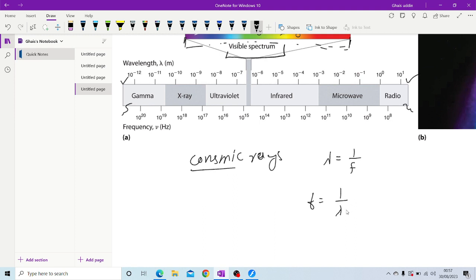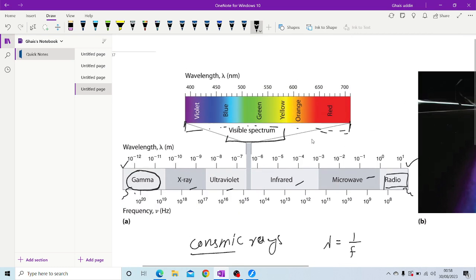So if the lambda is shorter, the frequency will be higher. In this case, if the lambda is short, it has higher frequencies. And if we look at radio waves, the wavelength is longer, so they have a lower frequency. And like this, we can understand all the rays like X-rays, ultraviolet radiation, infrared radiation, and microwave radiation. This is the electromagnetic spectrum.